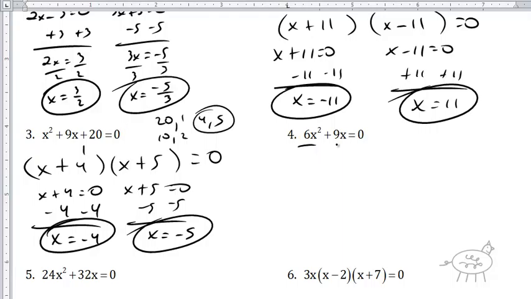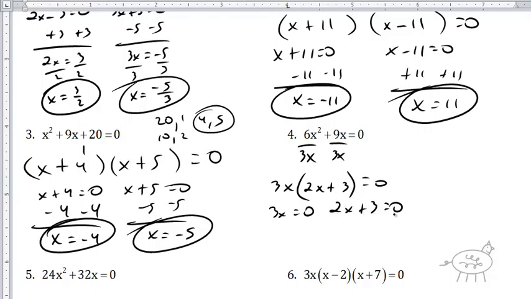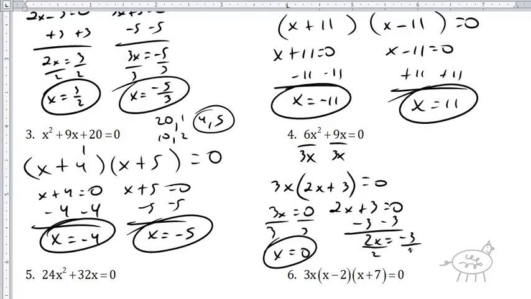This next one, I always told you this, always look for greatest common factor first. And sure enough, this greatest common factor is 3x. So you get 3x, and then in parentheses, you get 2x plus 3. Because 6 divided by 3 is 2, x squared over x is just x, and 9x over 3x is just 3. So remember, wherever you see a variable, set it equal to 0. If there's no variable, you don't set it equal to 0. So divide this by 3, x is 0. And this one's minus 3, so 2x equals negative 3. Divide by 2, so x is negative 3 halves. So 0 and negative 3 halves.